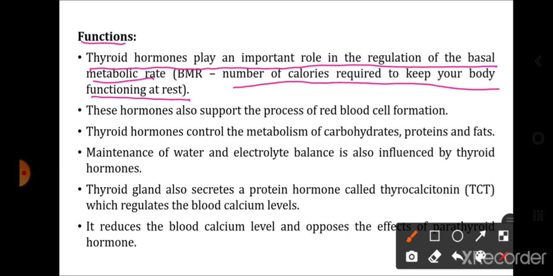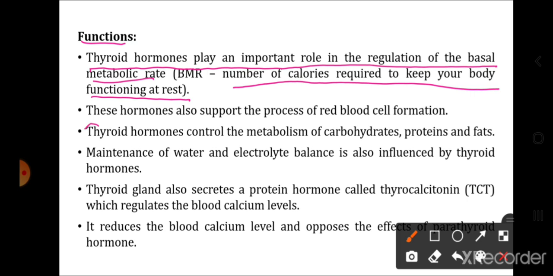So basically what is BMR? When we are at rest, our body performs the various activities, right? So how much energy is required, the calories required by our body to keep functioning when it is at rest. Now see, basically BMR हम day to day life में कैसे use करते हैं? We say that our body weight should be according to our height. So ये जो calculations है, these are all nothing but the BMR.